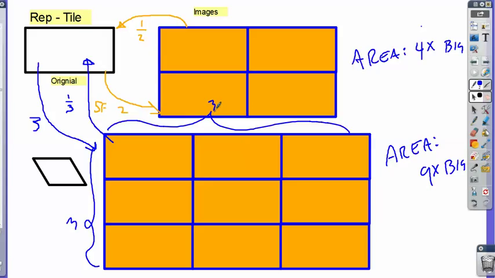So Tyler, who I know is not paying attention to me right now, what is the connection between how many times bigger the area is and the scale factor? What's the connection between 9 and 3? What's the connection between 2 and 4? So, 3, if you times it by itself, you get 9. 2, if you times it by itself, you get 4. And what do we call timesing by itself? Squaring. So that means the area is always the scale factor squared times bigger.